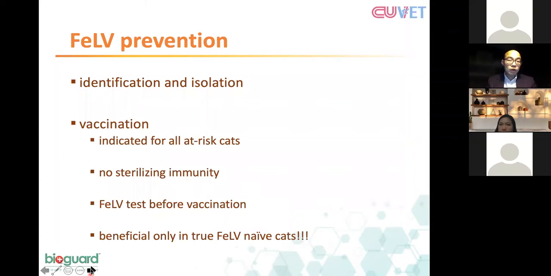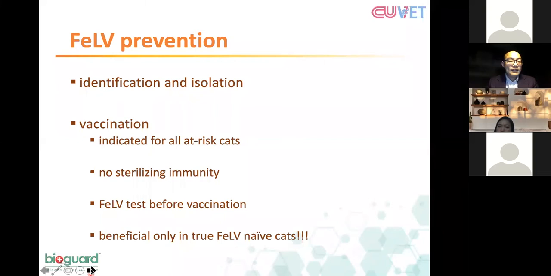And the best tool to prevent FeLV spreading in your population is identification and isolation. Point of care test is a sensitive means to detect and identify FeLV infected cats. Just bear in mind that if you're quite concerned that the cat is already infected with FeLV and it tested negative on the point of care test, please confirm with other techniques such as molecular techniques and isolate the cat from the uninfected cats to prevent spreading of the disease.